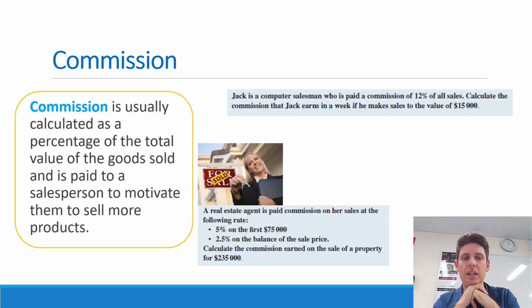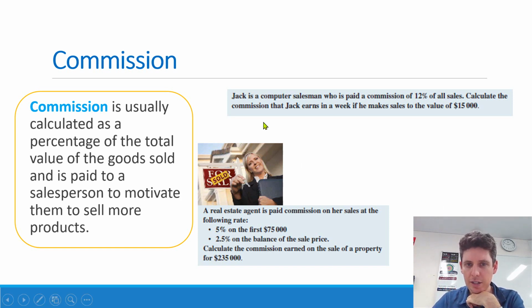All right, let's look at commission now. Commission is usually calculated as a percentage of the total values of goods sold. I have a friend who gets a commission because he works at Harvey Norman. So if he sells fridges, TVs, etc., he'll get an extra percentage on top of his wage or salary for anything he sells.